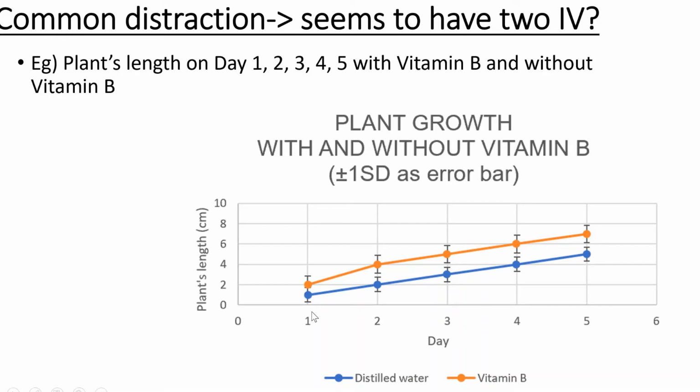But here, from this graph, what we can get is, okay, we notice that yes, vitamin B seems to grow higher than the still water, but you cannot explain it, because what you're showing here is that the independent variable is the date.